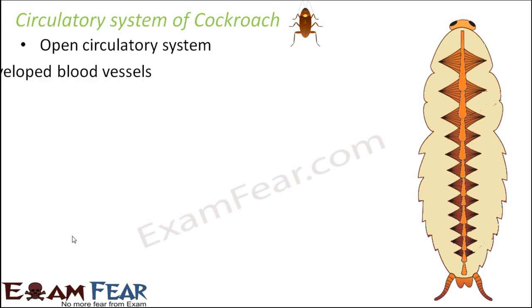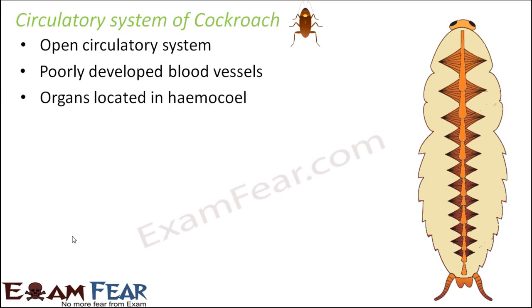So it has an open circulatory system, with poorly developed blood vessels. As I said, the blood vessels are not distinct and appropriate. Organs are located in hemocoele. So what is hemocoele? The word hemo comes from blood and the word coele comes from coelom, which also means body cavity. So this means that blood is present in the body cavity. In all the empty spaces inside the body, blood is present. That is why it is known as hemocoele.